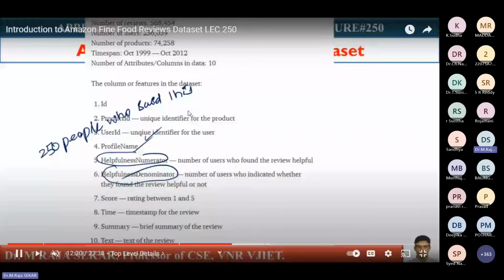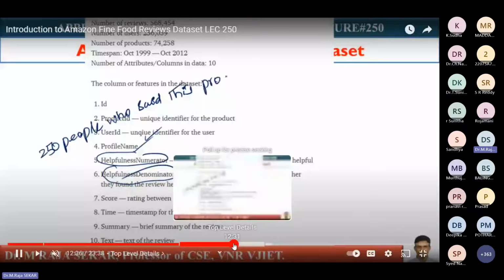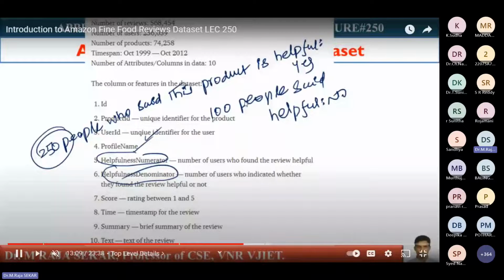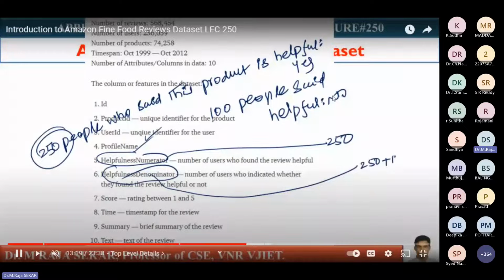That will be treated as helpful numerator, isn't it? For example, there are 100 people who said this is not useful. Then in that case, for helpful denominator, you will get yes as well as no. No is 100, yes is 250. 250 plus 100 will come to helpful denominator. Only people who said yes, who said this particular review is useful, that is known as helpful numerator. If you combine both, you will get helpful numerator as well as denominator.